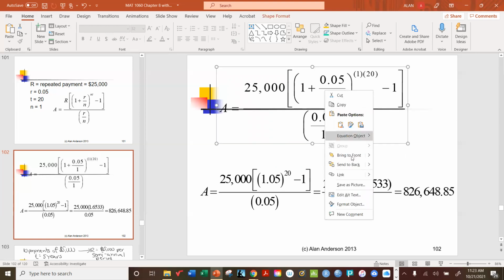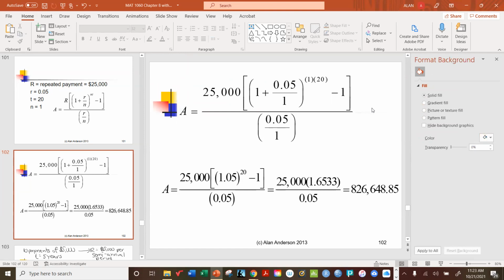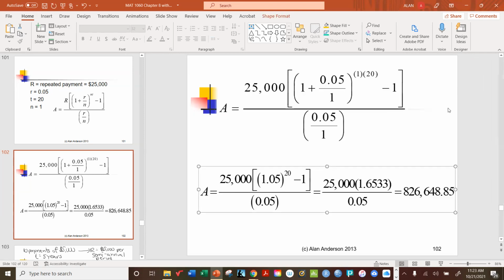So let me just try something here. There we go. All right, I didn't want that background getting in the way. So in other words, all those payments plus the interest add up to $826,648.85. So what we just did here was calculate the future value of an annuity.